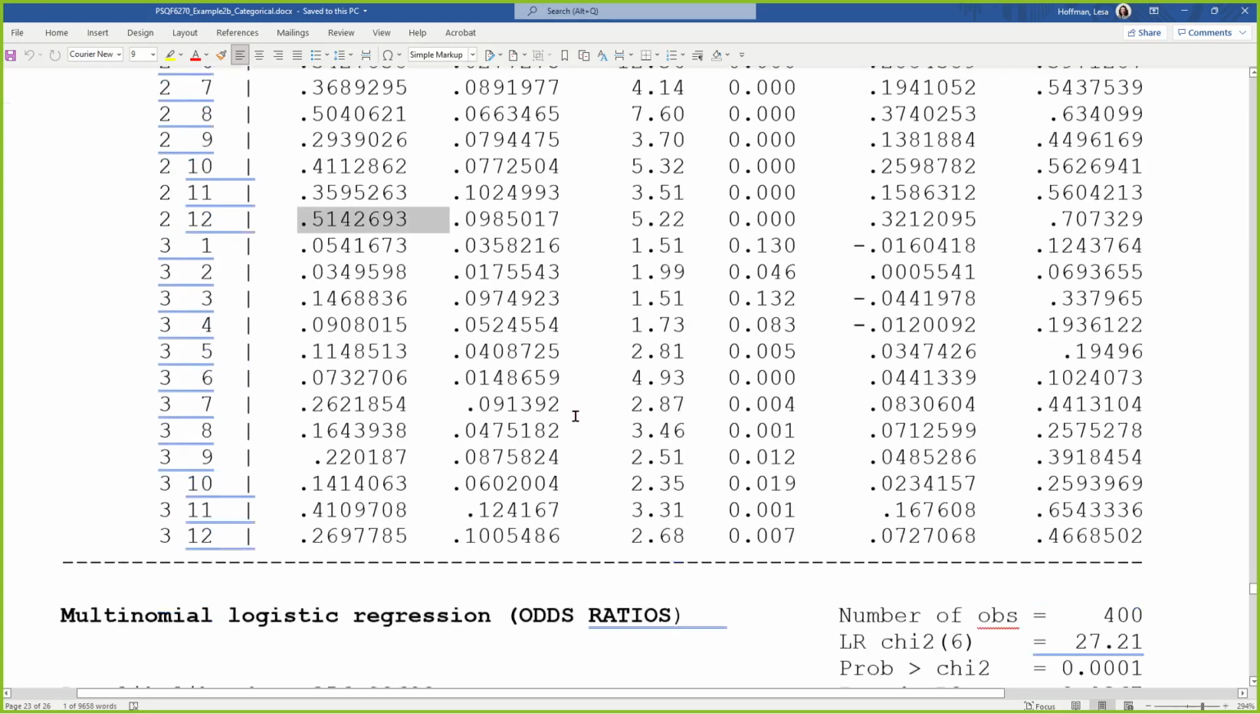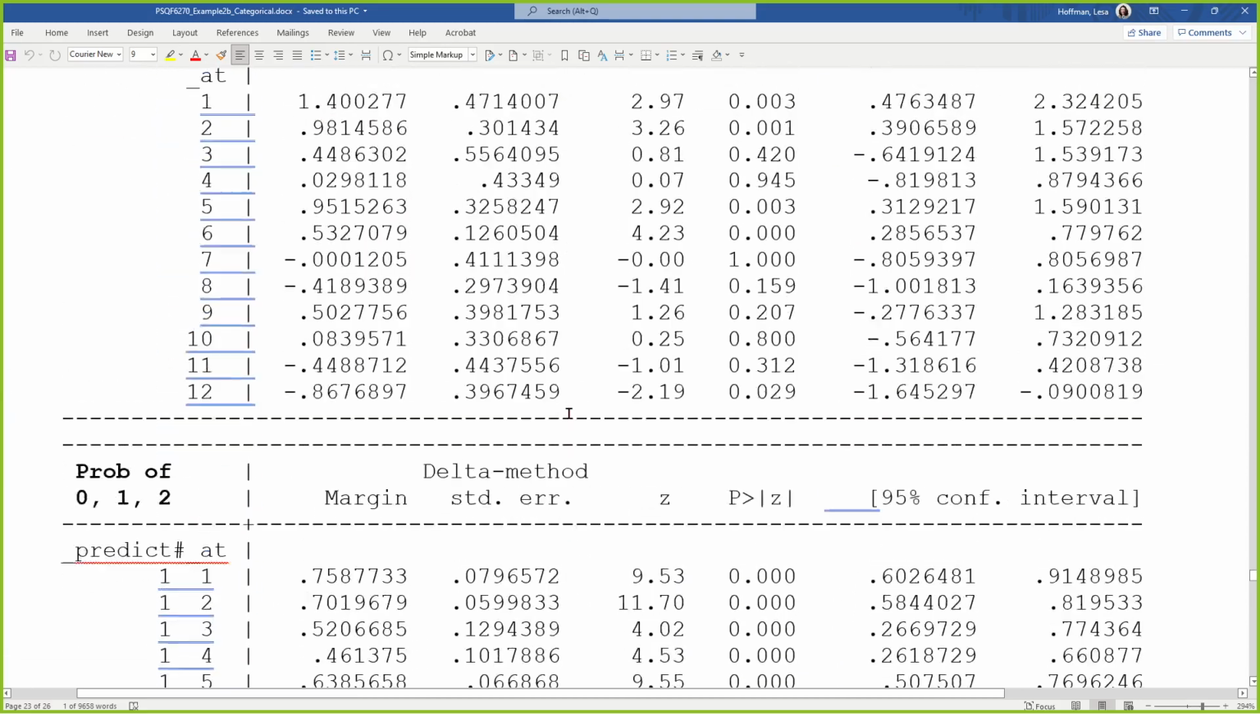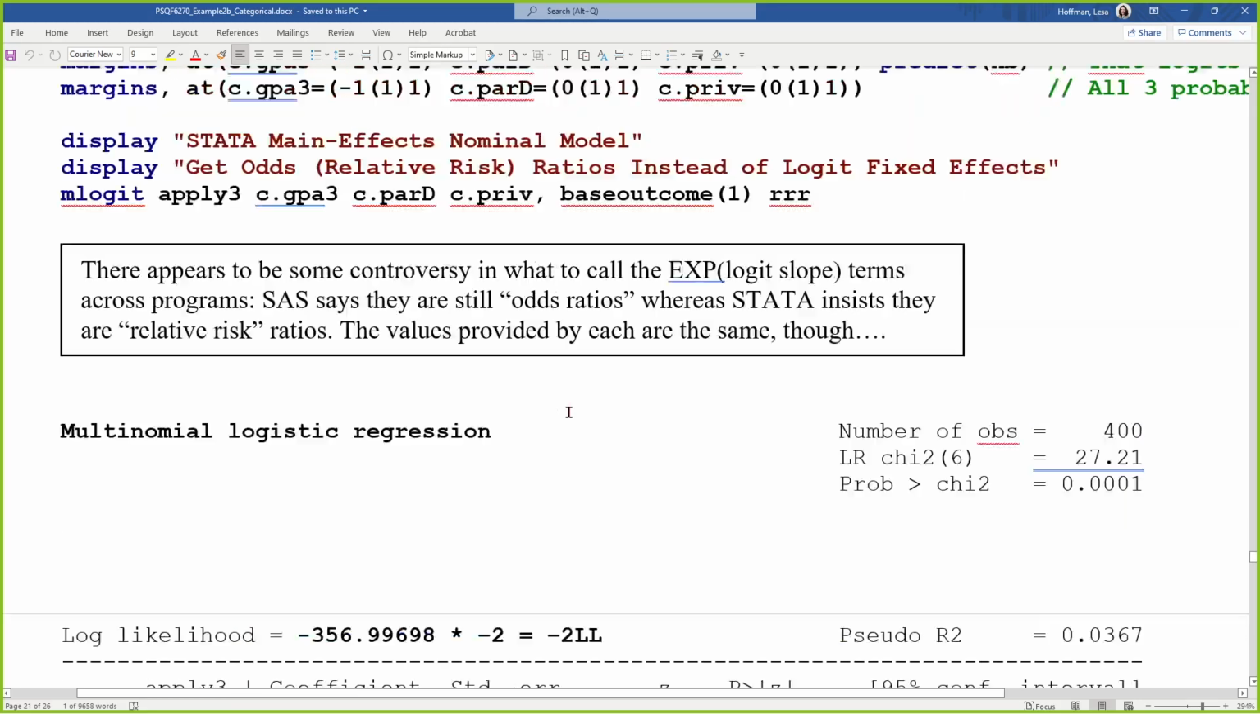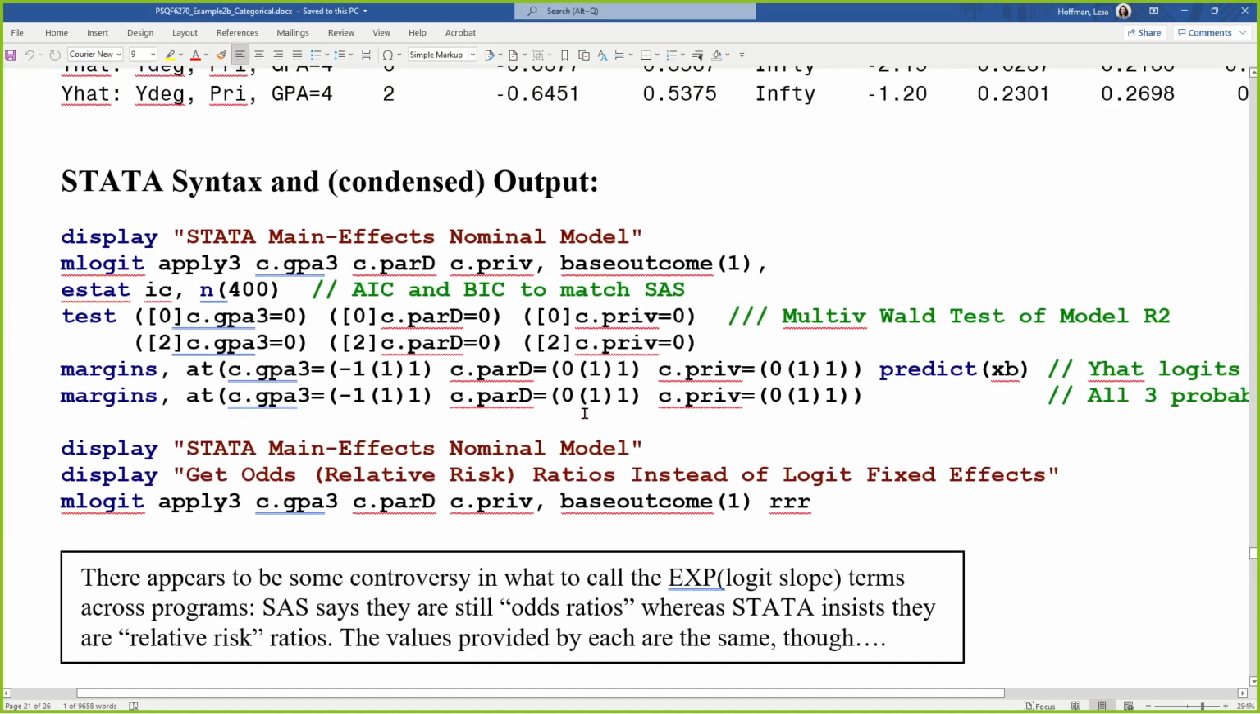Yep, tricky stuff. So in the Stata book, they insist that these are not odds ratios. They are relative risk ratios, but the numbers are the same. So I don't care what you call them. Each of the logit is this thing that's used as an effect size.